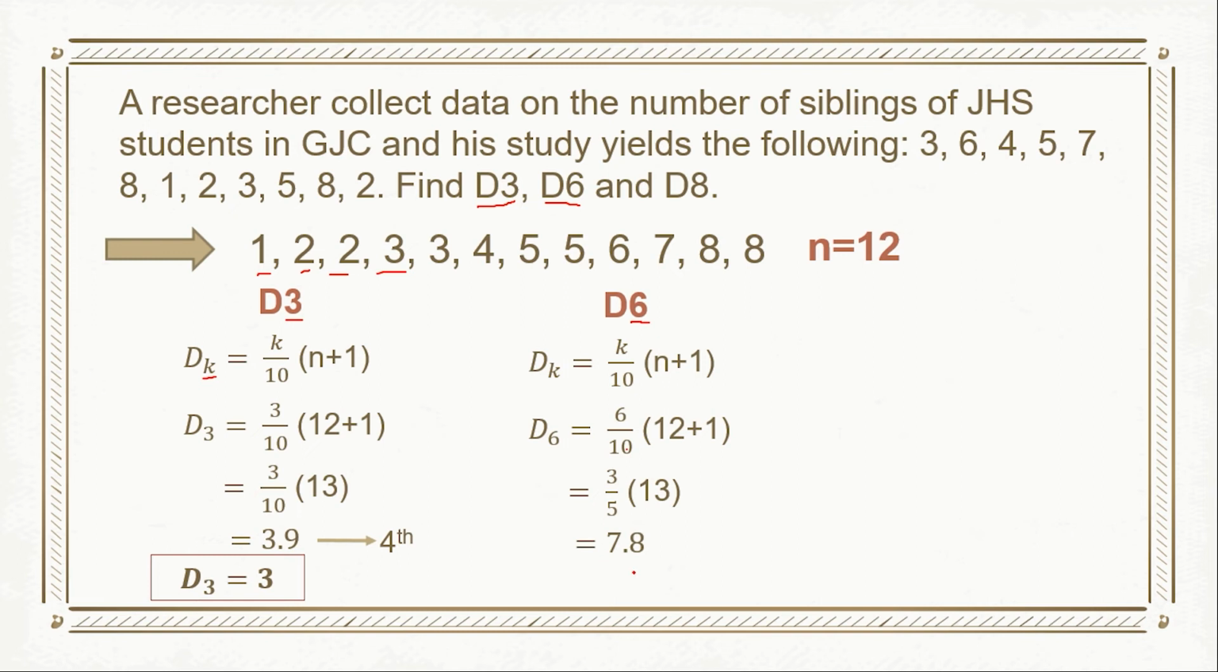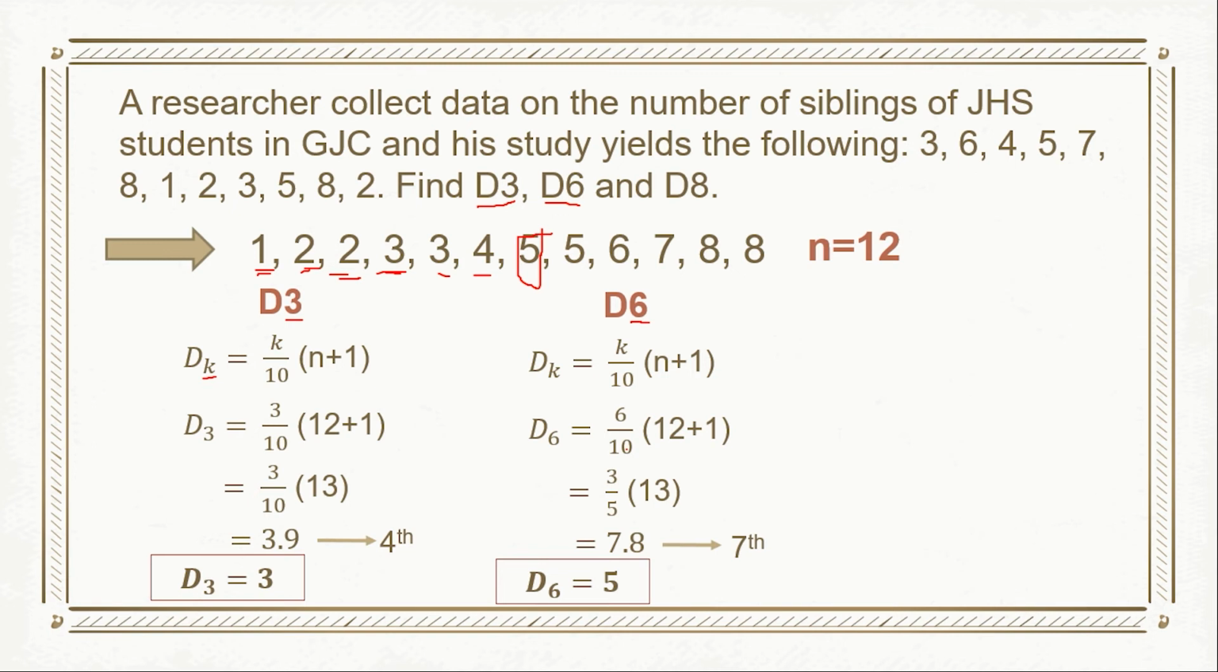And D6 is equivalent to 60% and 60% is greater than 50%. Therefore, kailangan natin siyang i-round down. So, 7.8 is equal to 7. So, therefore, the position that we need to locate is yung pang 7. Okay? So, bilang tayo ng 7. So, we have 1, 2, 3, 4, 5, 6, and 7. Okay? So, D6 is we have 5. So, therefore, the value of D6 is equal to 5. It means that 60% of the student has a score of less than or equal to 5.